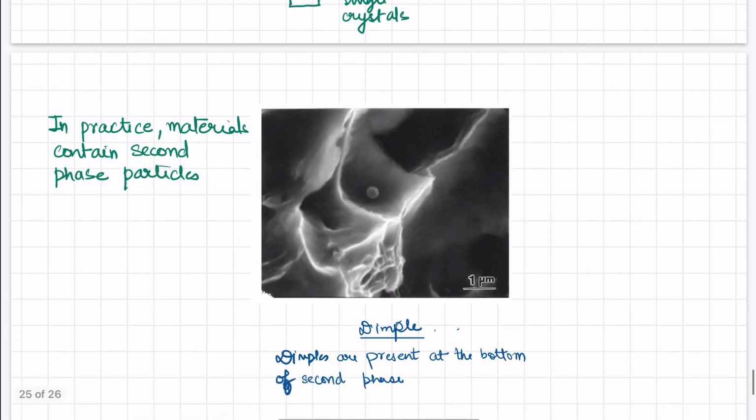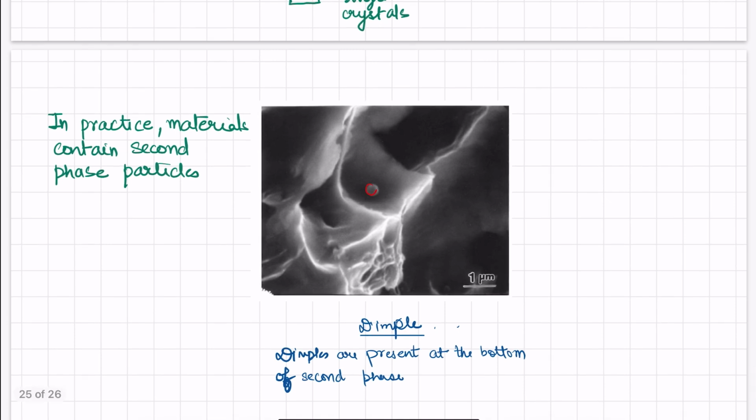If you enlarge it, this is the dimple which we can observe, and we can see that dimples are present at the bottom of the second phase particle. The second phase particle is the source of void formation. So once the void forms, it enlarges by coalescing with the surrounding voids and then finally forms at the bottom of the second phase particle.